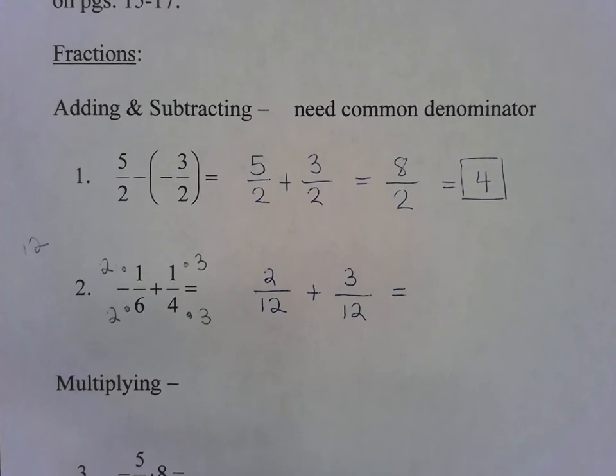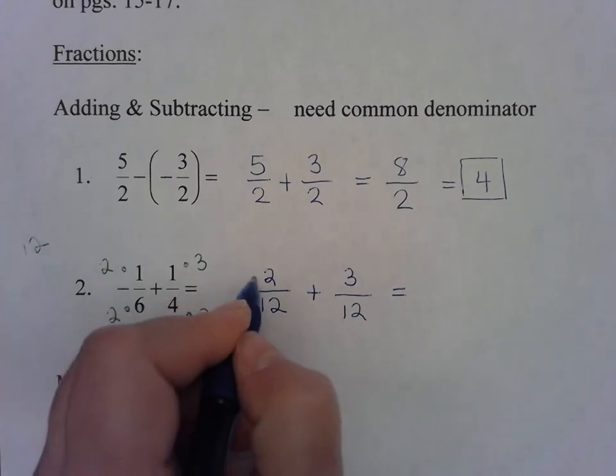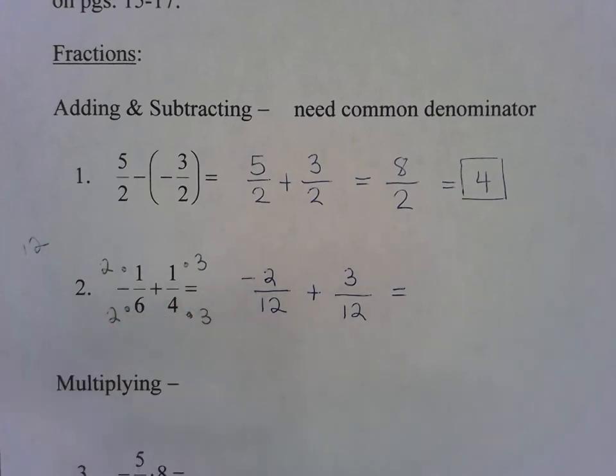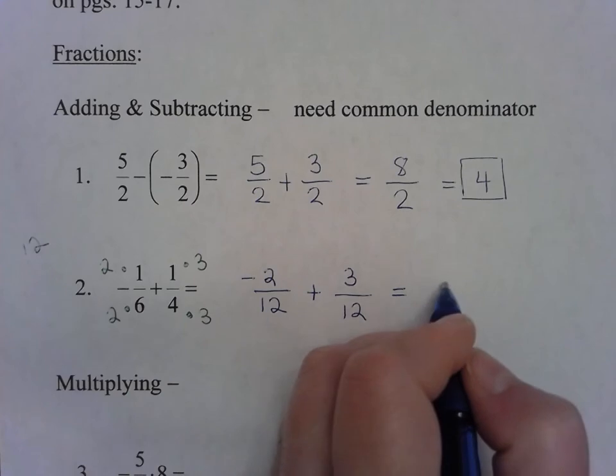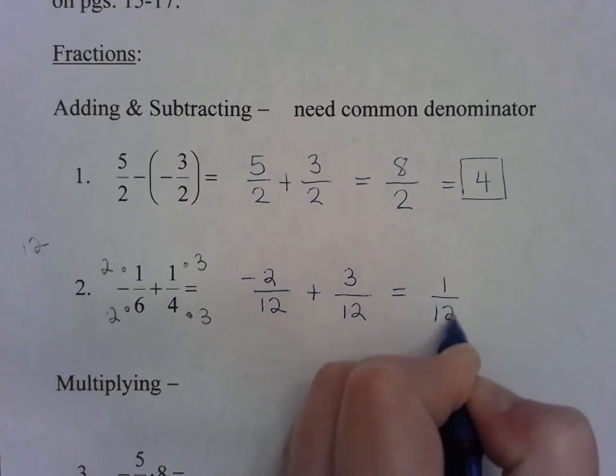Now the denominators are the same, so they match. Right? I'm not adding apples and oranges anymore. Oh, there's a negative in here. Okay, so negative 2 plus 3 would be positive 1/12.